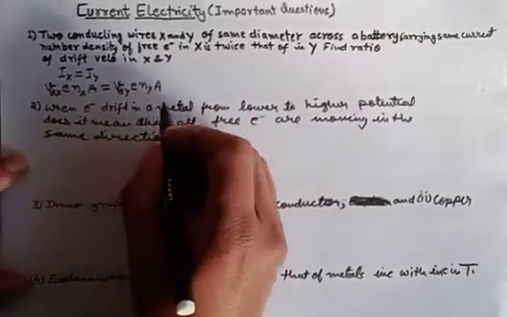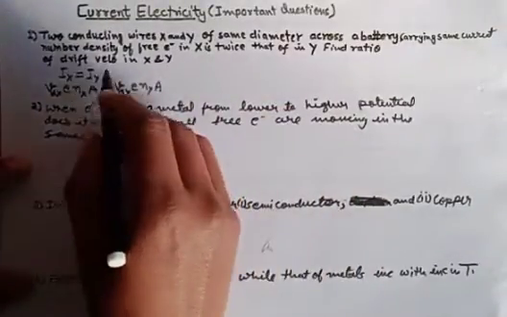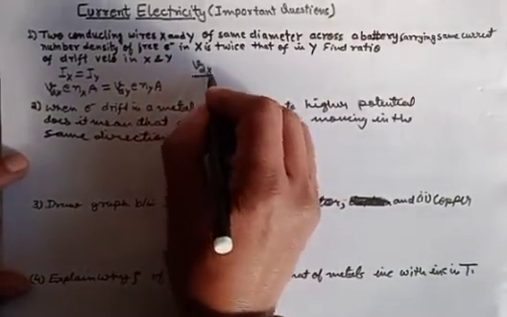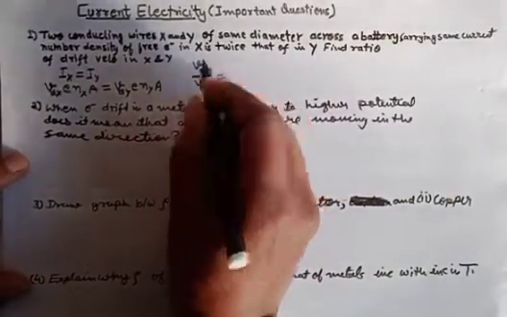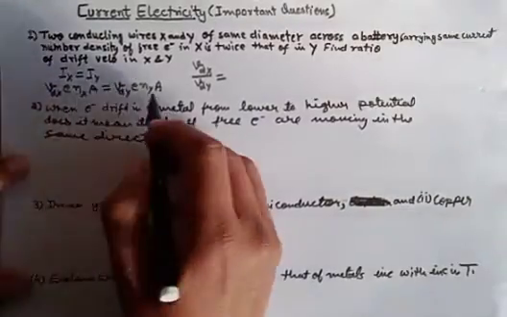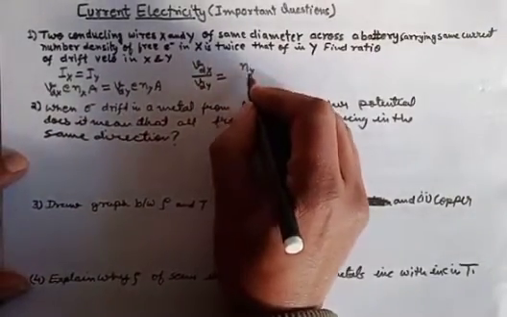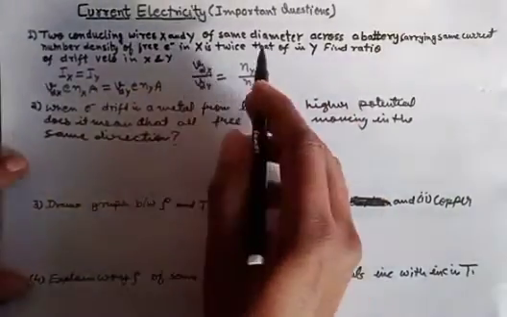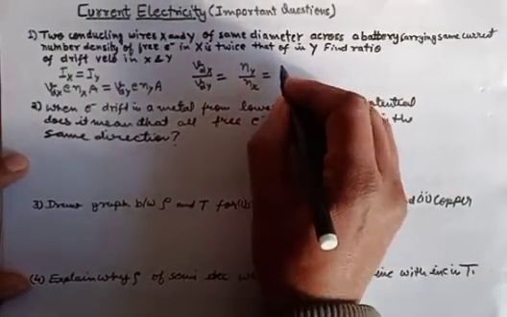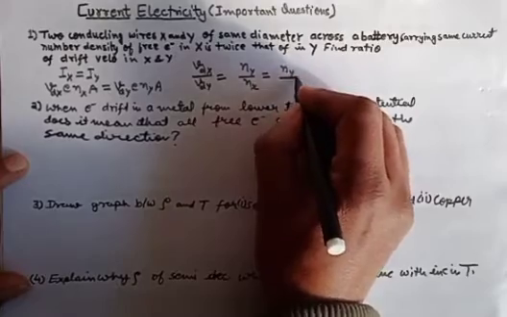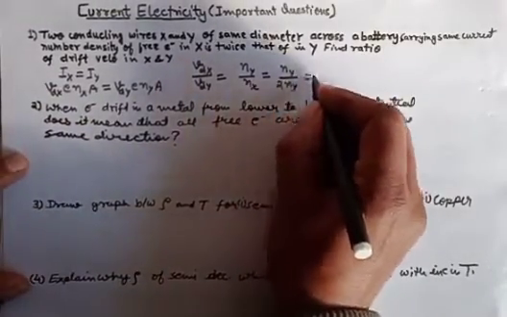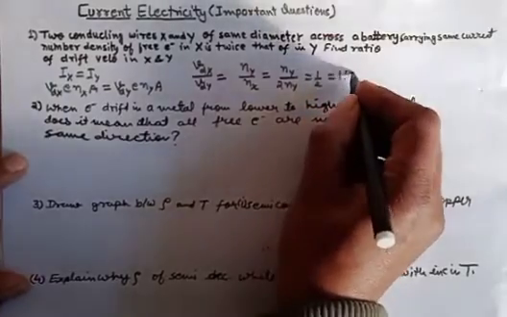So from here, we need to find the ratio of drift velocity in X and Y. Actually Vdx by Vdy is required, so that will be ny upon nx. Now it is given that the number density in X is twice that in Y, so nx is 2ny. So the ratio will be 1 by 2, that is 1:2.